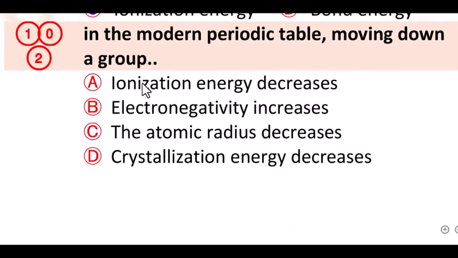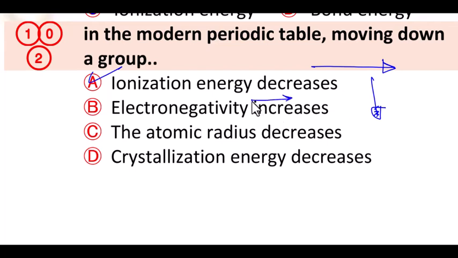In the modern periodic table, moving down a group, ionization energy decreases. So moving down, ionization energy, electron affinity, and electronegativity decrease. Radius increases. The only property that increases moving down is radius, and the others decrease. Moving from left to right, radius decreases, and all other properties like electronegativity, ionization energy, and electron affinity increase.